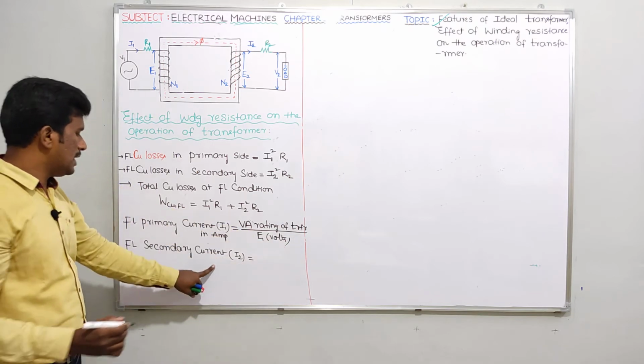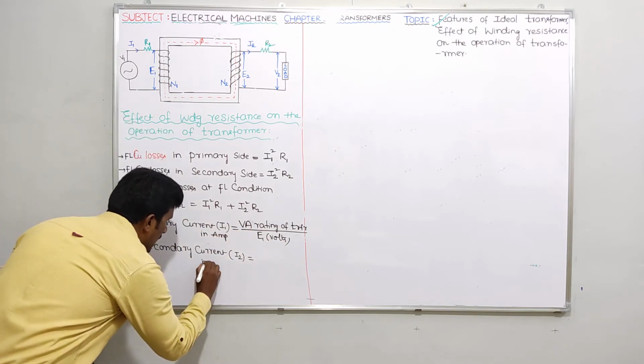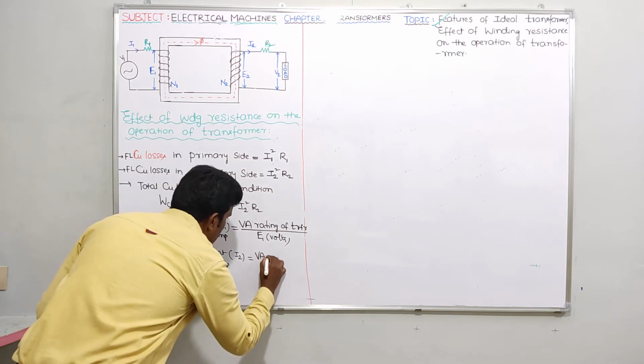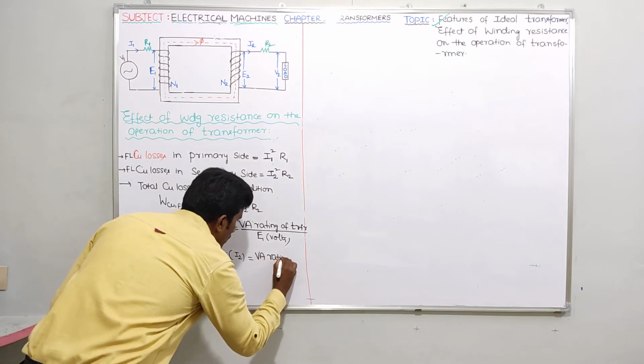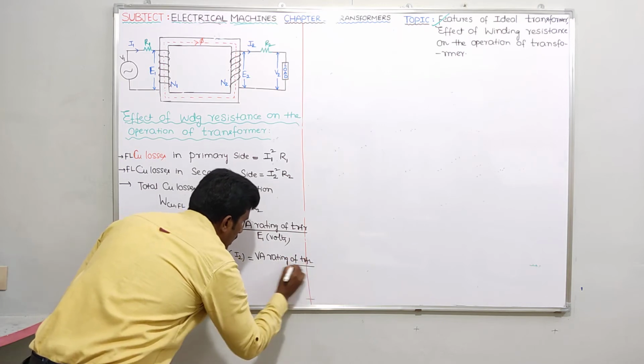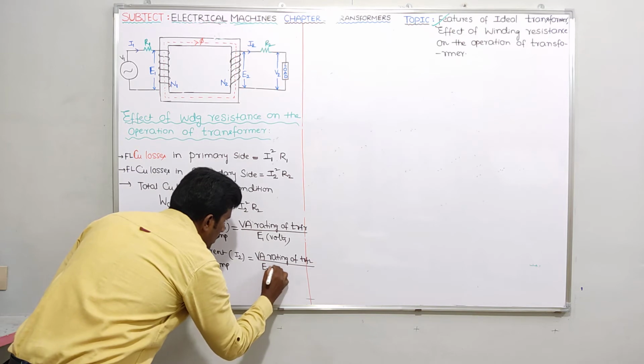Similarly, full load secondary current I2 in amperes, I can write here, VA rating of transformer divided by E2 value in volts.